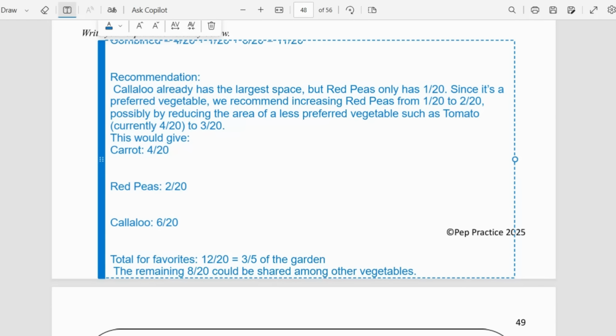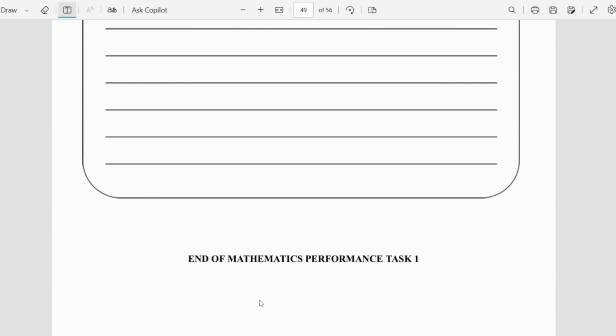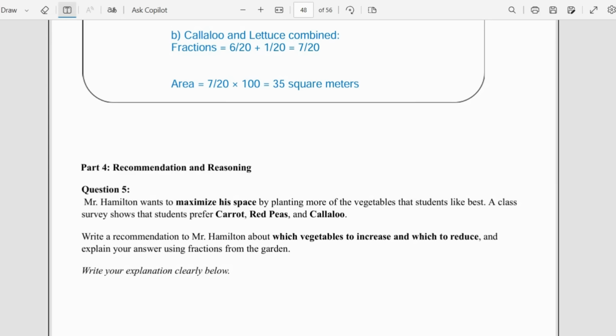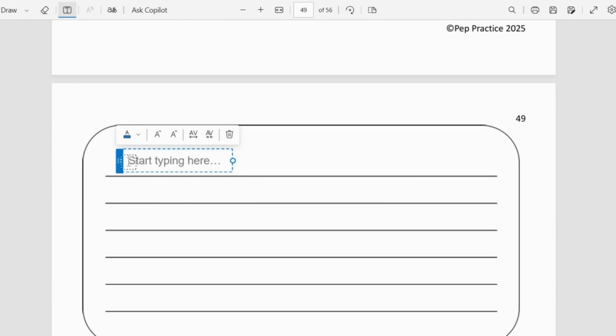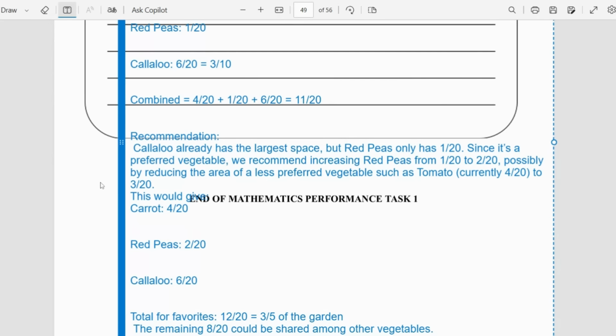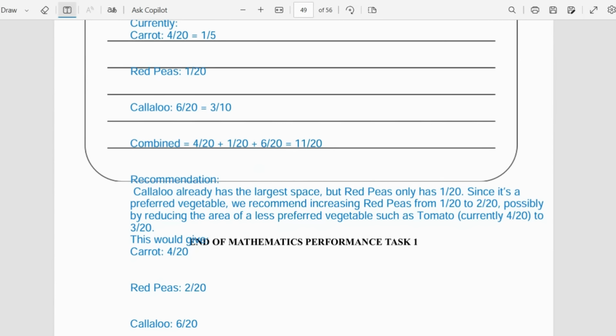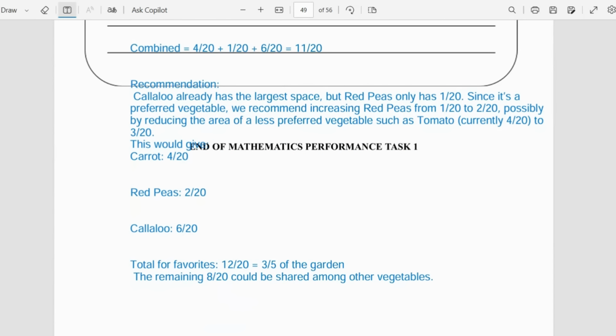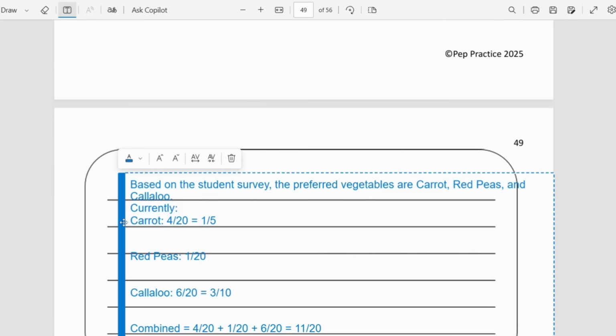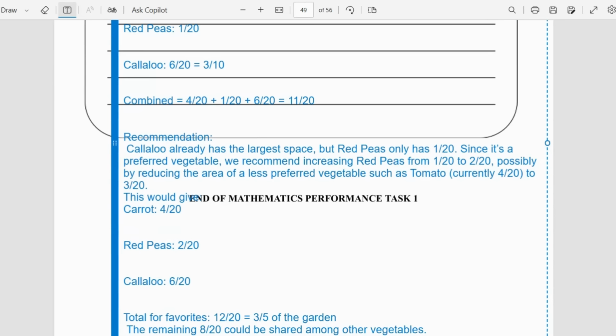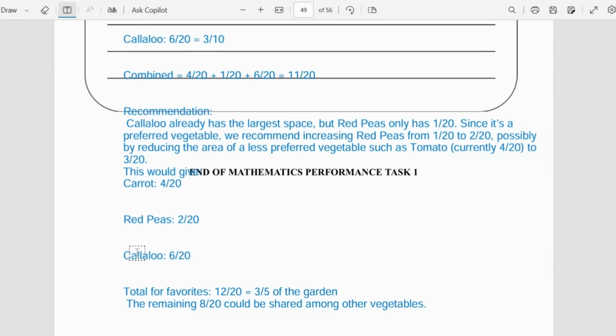This is just my recommendation. Again, you can recommend more, but what this means is that you still have to justify it with your explanation. Alright? Let me paste here instead. Now, you could reduce our area which is less preferred vegetables such as tomato, which is currently 4 over 20. So that would be 3 over 20, giving the space for the red peas to become 2 over 20. Right? So this would now give the carrot 4 over 20, red peas 2 over 20, and callaloo would remain at 6 over 20.